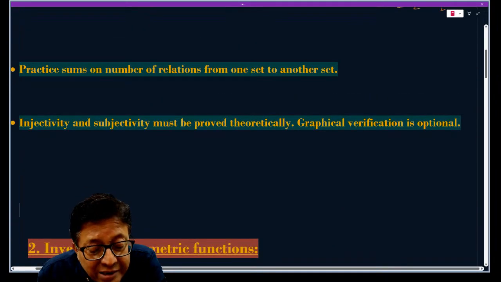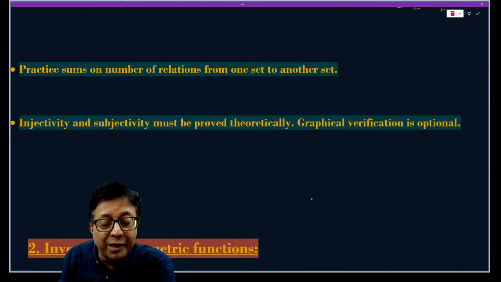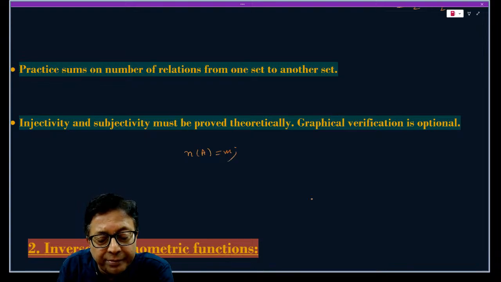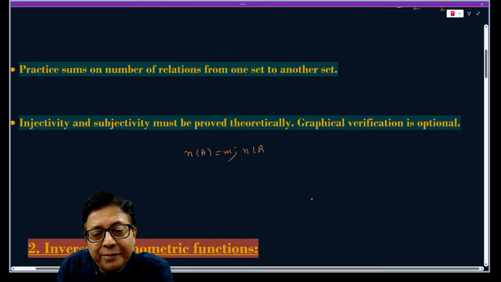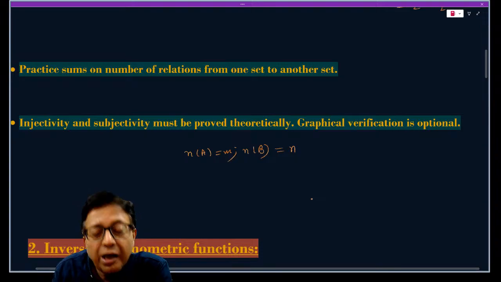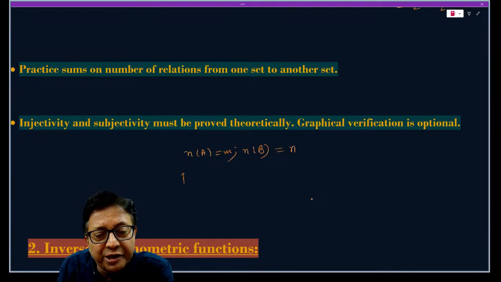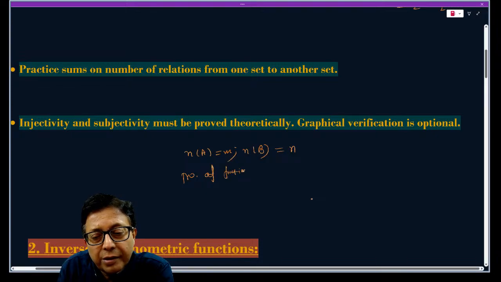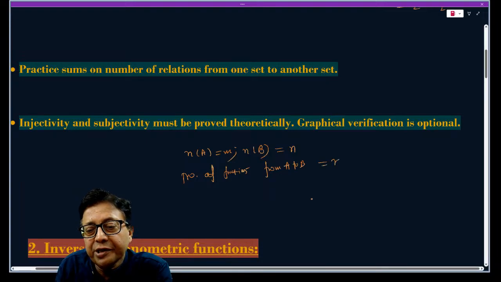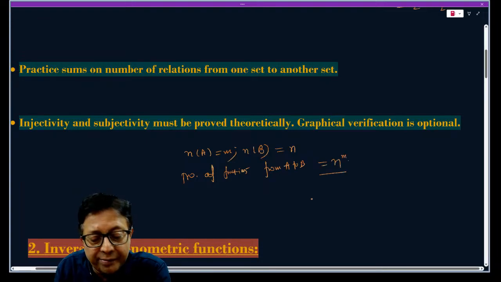And then another topic I want to remind you. Suppose the number of elements in set A is equal to m and the number of elements in set B is equal to n. Then how many functions are there from A to B? The number of functions from A to B is equal to n to the power m.